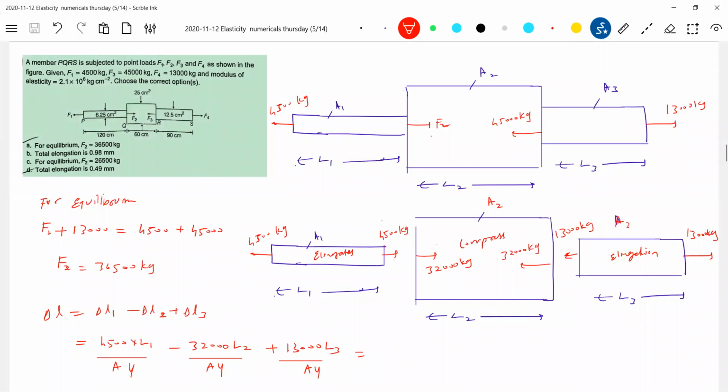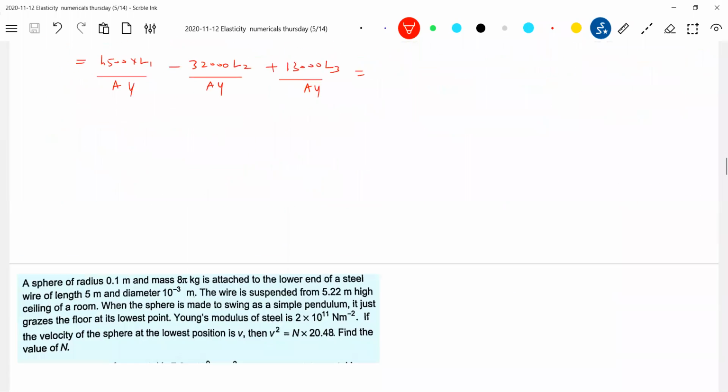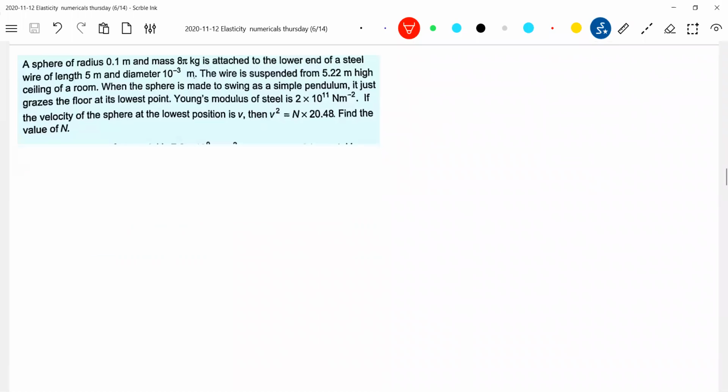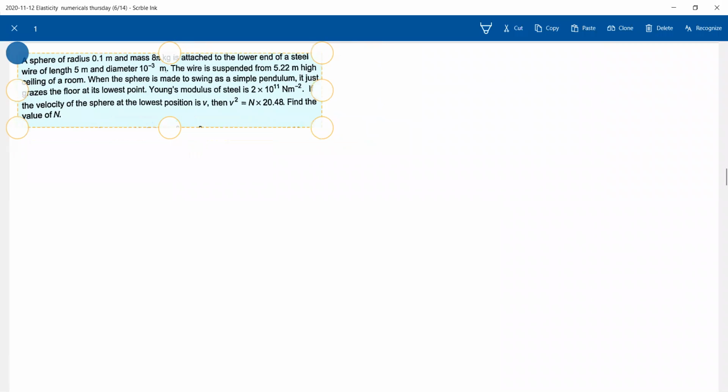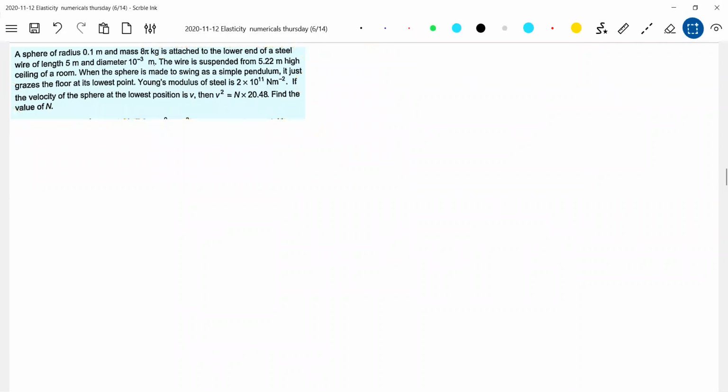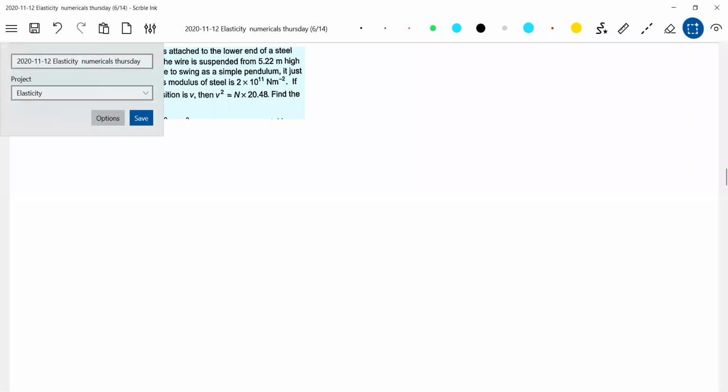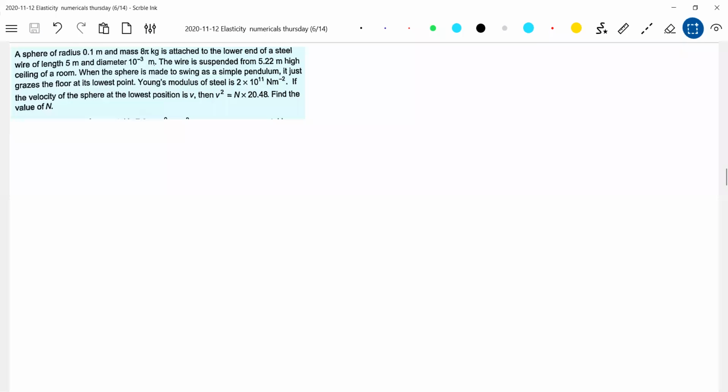Check, you'll get the answer for the elongation. What is the given answer? I'll scroll down. Draw the diagram. Intentionally, I'm eliminating diagrams so that students should think.